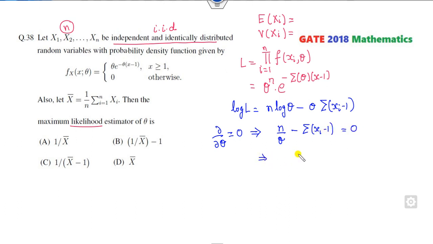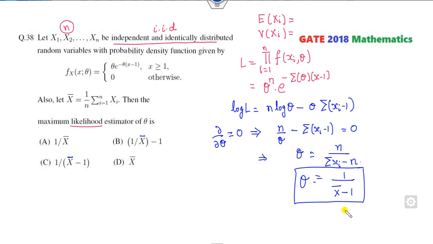So can you find the value of theta from here? If I open this bracket, it is summation xi minus n. Now all are in terms of the x bar. This is x bar, so I can divide and multiply by n. If I divide both sides by n, it will be x bar minus 1, which is the right answer of this problem. So again, you can see you can do it in a very simple manner in this way for solving this problem.